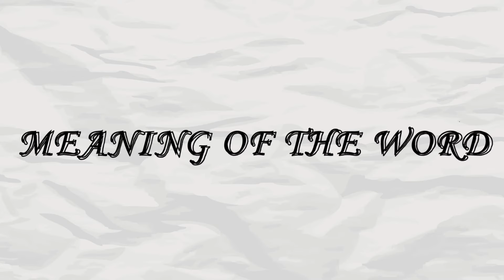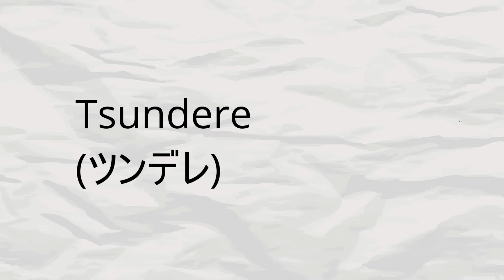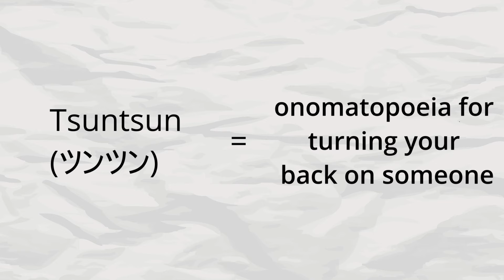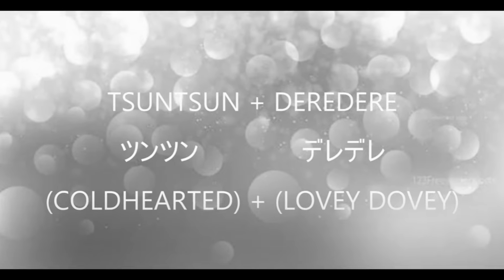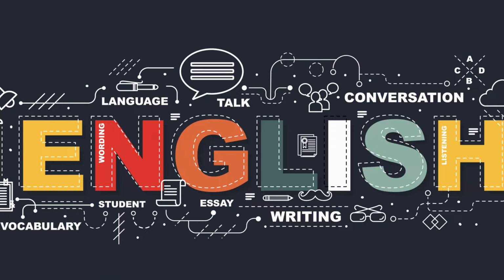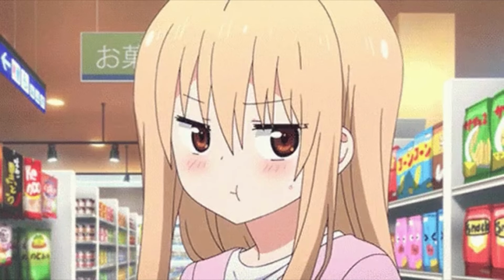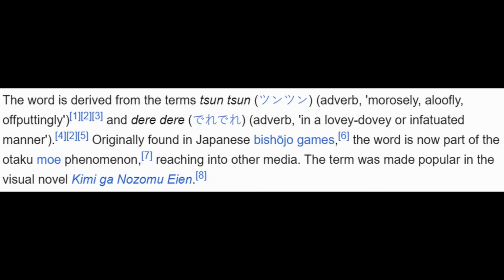First, let's talk about the meaning of the word. Tsundere is a combination of the words Tsun-tsun and Dere-dere. Tsun-tsun is an onomatopoeia for turning your back on someone, something I got wrong in the previous video. An equivalent in English would be a humph sound. Tsun-tsun can also be used as an adverb to mean morosely, aloofly, or off-puttingly.